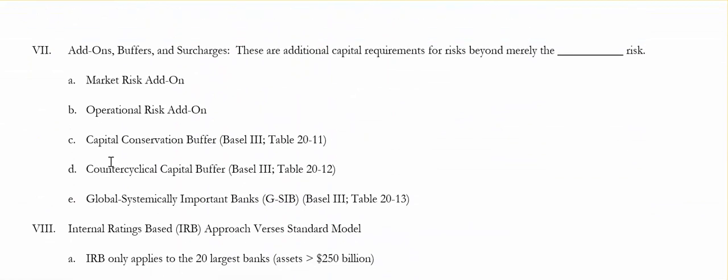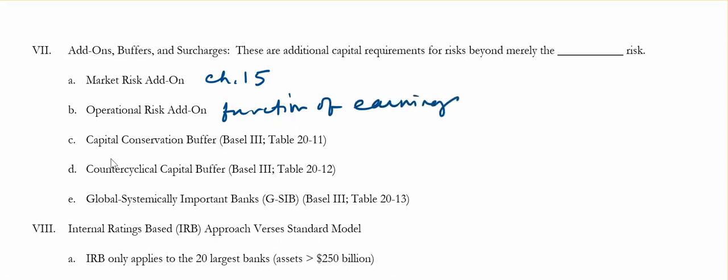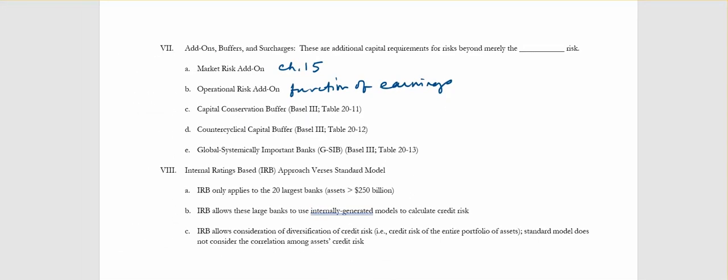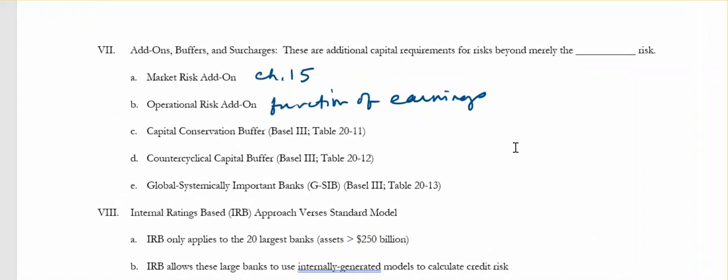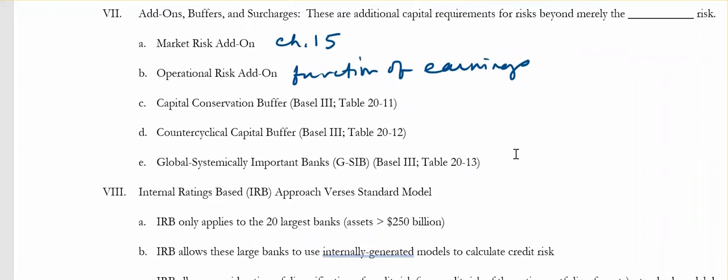Now, the focus has been in this chapter and in capital adequacy on credit-based capital adequacy, but there are, as I discussed at the beginning of the lecture, many add-ons to this. So there's the market risk, which was discussed in chapter 15. There's operational risk, which is a function of earnings, basically. That Chapter 20 discusses. And Chapter 20 also talks about some new add-ons, which are buffers or surcharges that were part of Basel III, and largely because of the financial crisis.